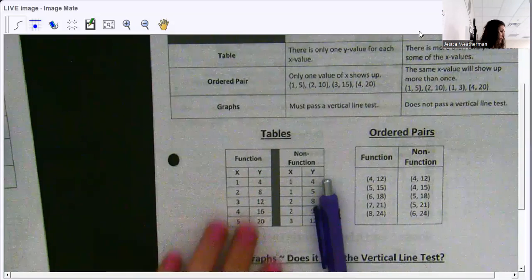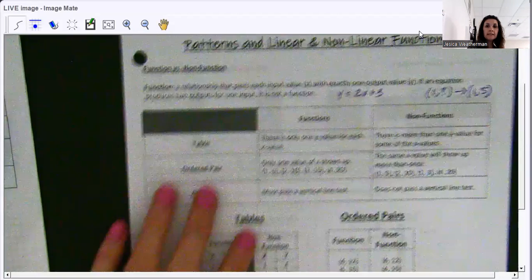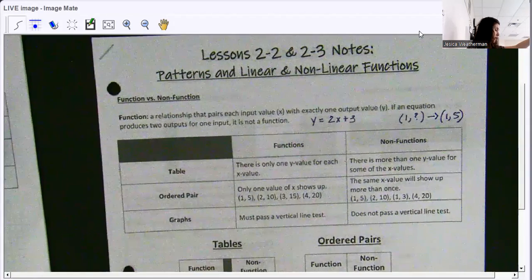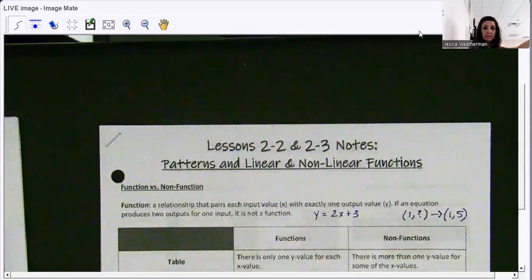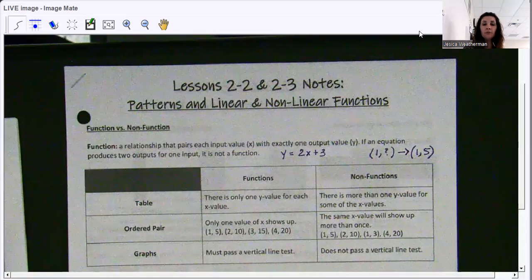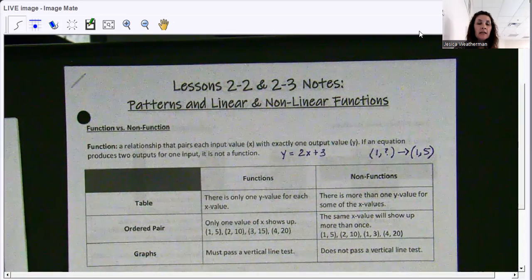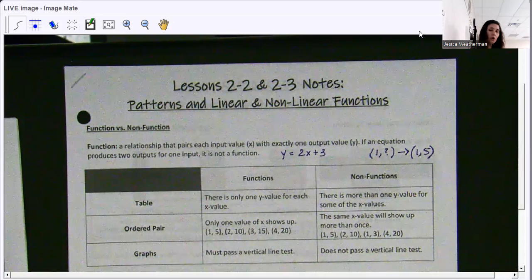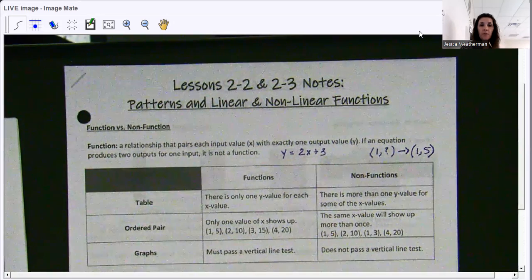Okay, so right now we are going through lessons 2-2 and 2-3. We're talking about functions, non-functions, linear functions, and nonlinear functions. I'm going to go through the first page, front and back, of information about the difference between a function and non-function, and linear and nonlinear.